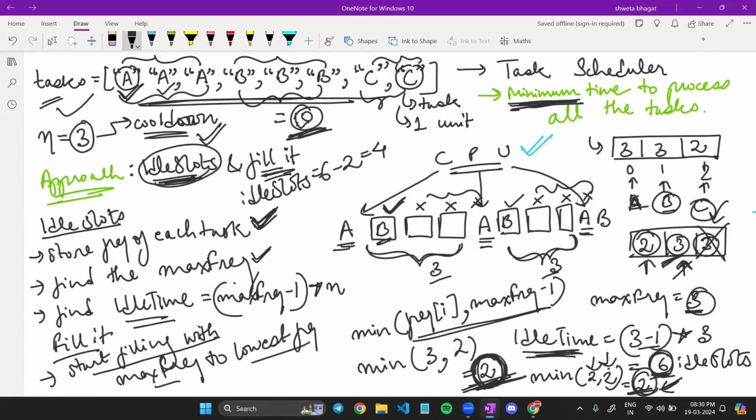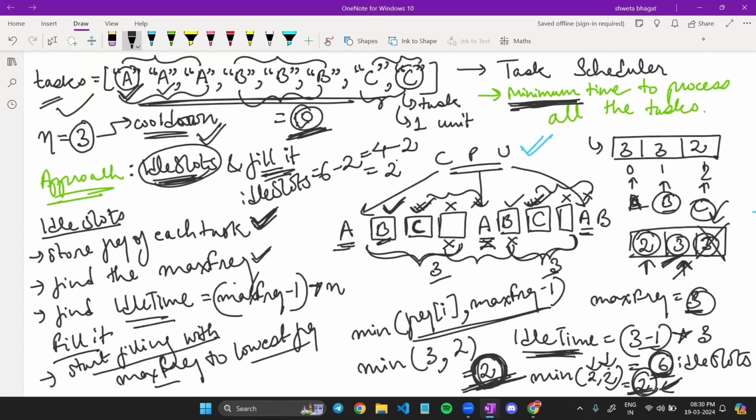Now let's see. If we place a C over here, then it will have a cooldown of 3 units. So it means we can't place a C here, we can't place a C here, we can't place a C here. Now 3 units have passed. Now we can place a C here, right? So how many slots is this C consuming? The C is consuming 2 empty slots, that is 2 idle slots. Since 2 idle slots have been consumed by this C, we will subtract 2 from here.